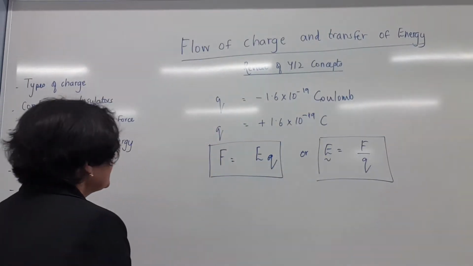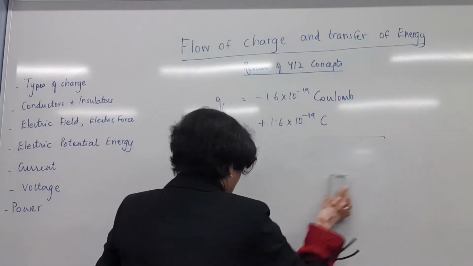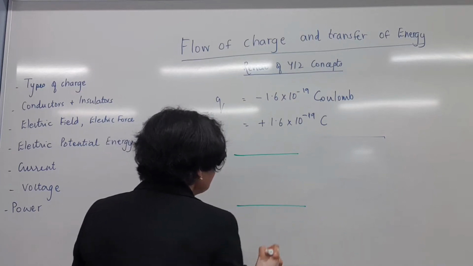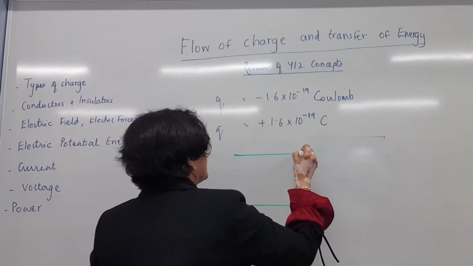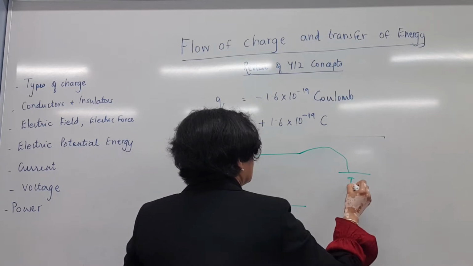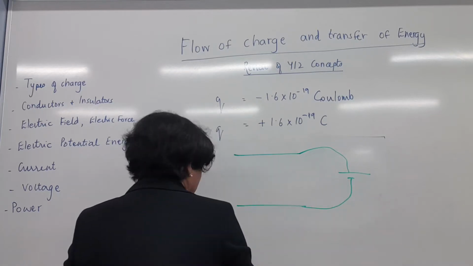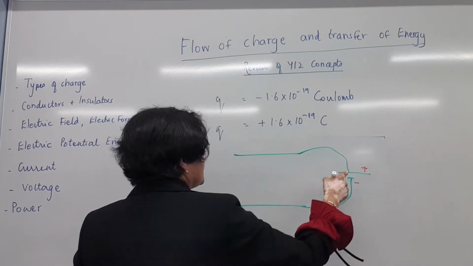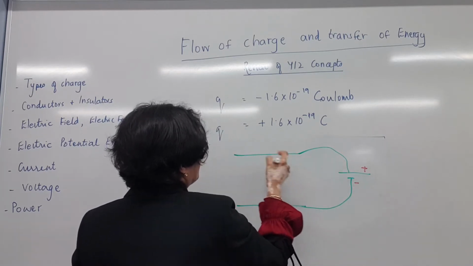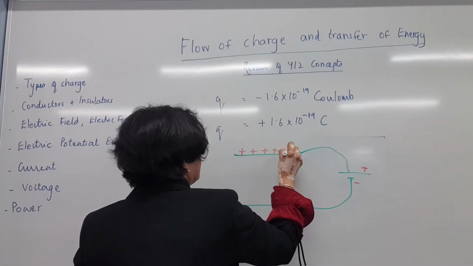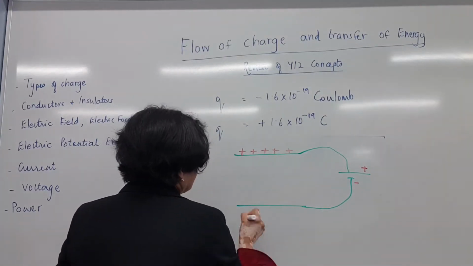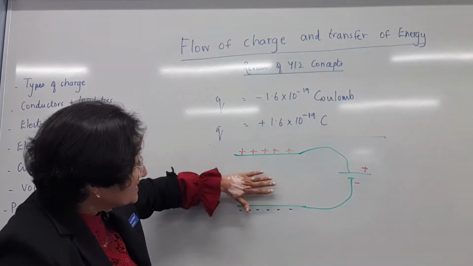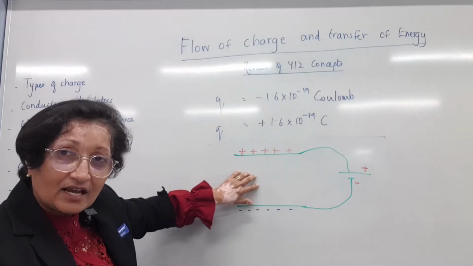For example, if you have two metal plates, you've got a plate here, a plate there, and they are connected to the ends of a battery. I'm just drawing: the long line represents the positive terminal, and the little line represents the negative terminal. The plate connected to the positive terminal gets positively charged, and the plate connected to the negative terminal gets negatively charged. In the space in between, there is an electric field.